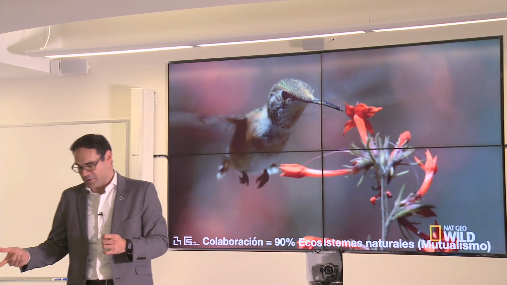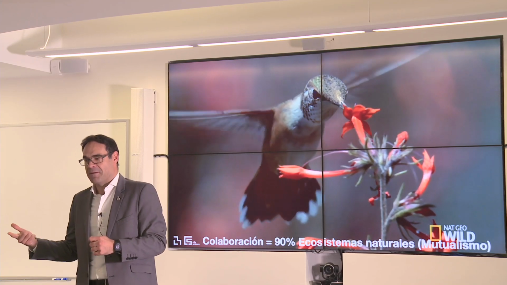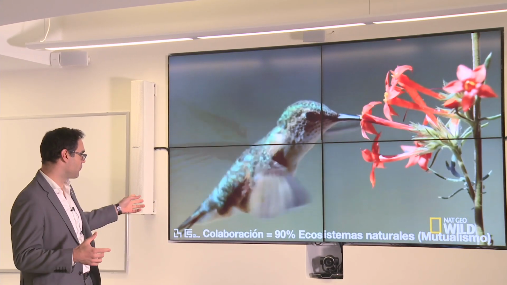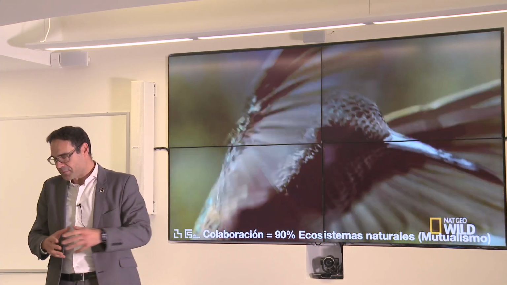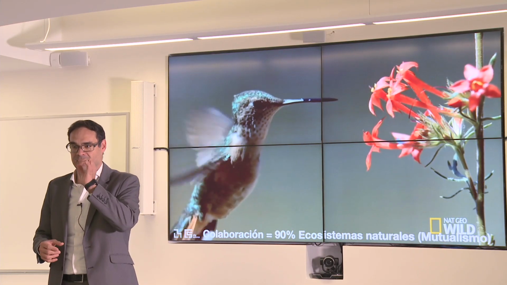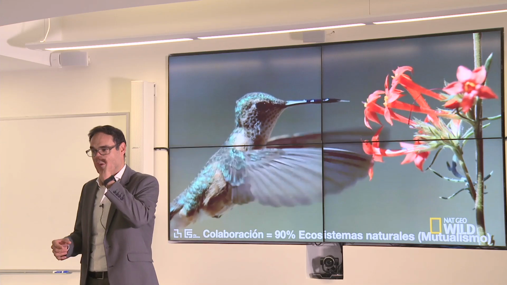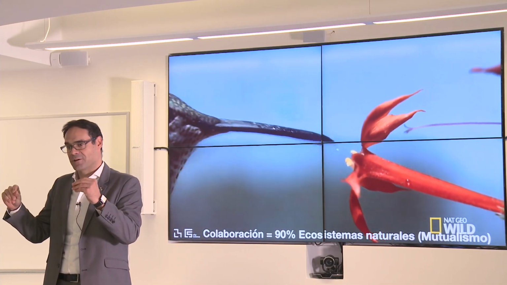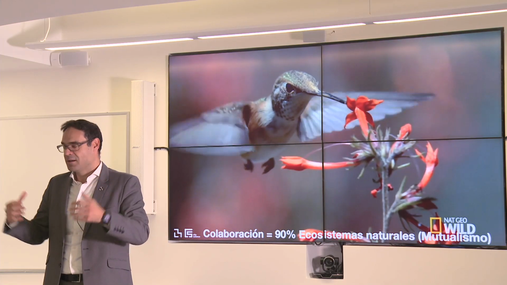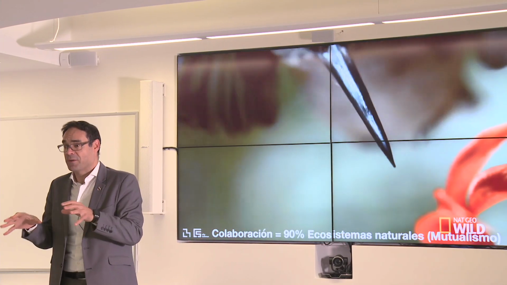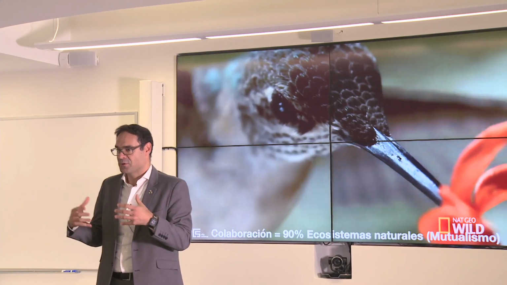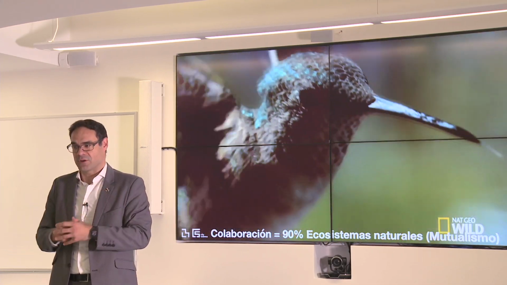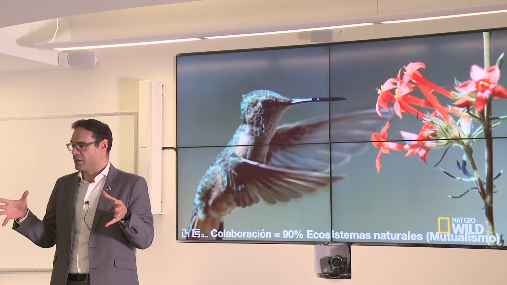Then I did my research and I realized that 90% of natural ecosystems are based on mutualism. People say collaboration, but it's more mutualism. This means the hummingbird has changed its beak to eat, and the flower has changed its shape to pollinate, over millions of years. In this mutualistic ecosystem, both are selfish, but they are positively selfish. They are not trying to destroy each other, they are in a kind of collaboration, and that is what makes an ecosystem very resilient.